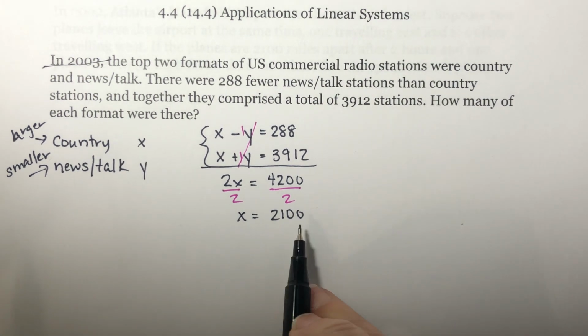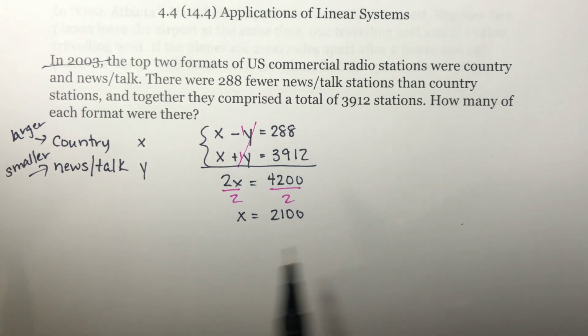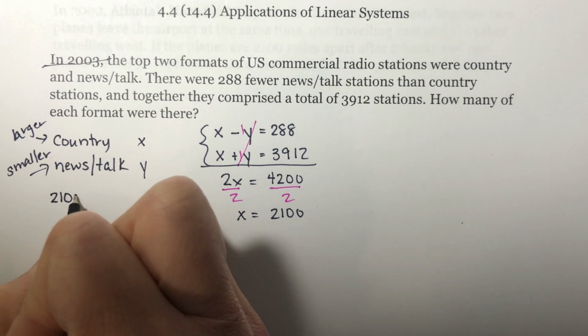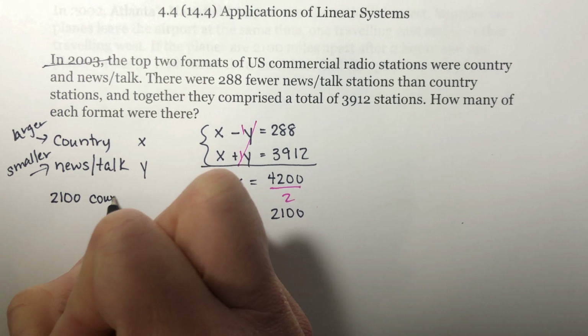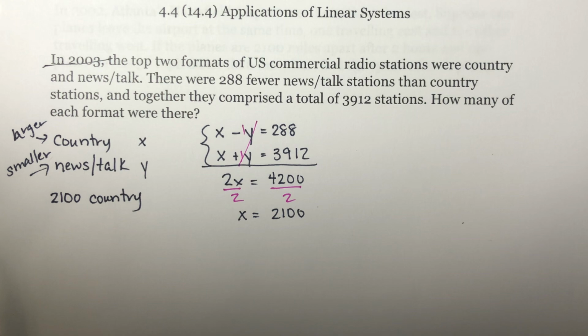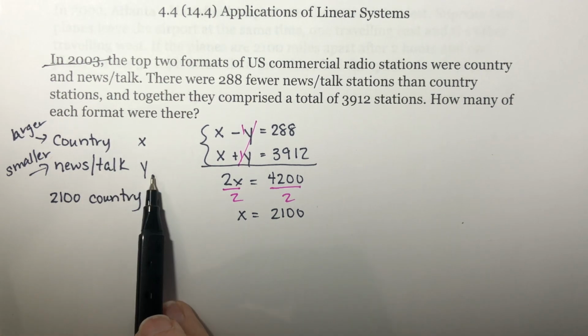So what we have found so far is that we found x, and x is the number of country stations. So we know that we have 2,100 country stations. We are asked to find how many of each, so I still need to find news talk, which means I need to solve for y.